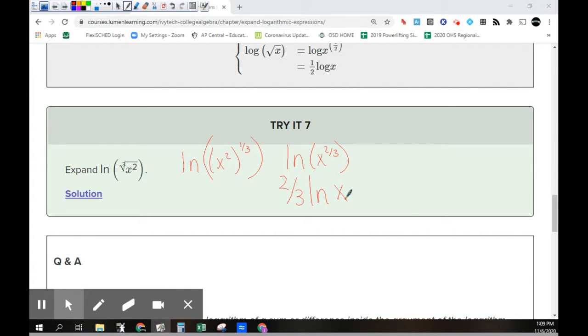Or somebody else might have said, well, at this step, I'm going to take the 1/3, drop that in front, 1/3 natural log of x squared. And then, oh, that's still got another exponent, 1/3 natural log of x with the 2 multiplied in. So 2 times 1/3 is 2/3 natural log of x. Either way it works. Doesn't matter which way you do that one.